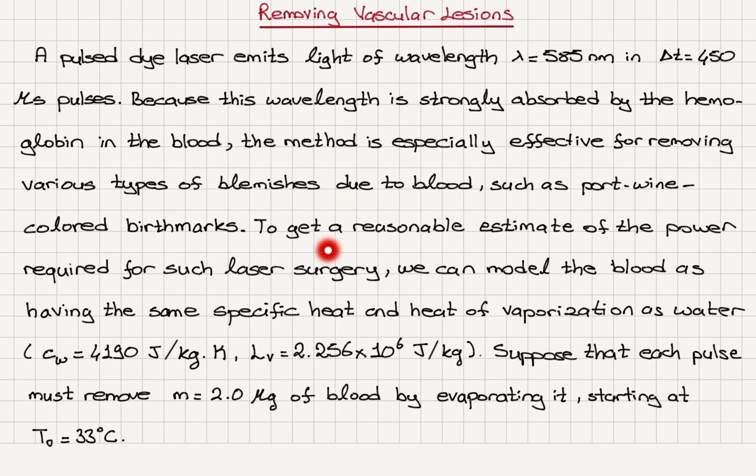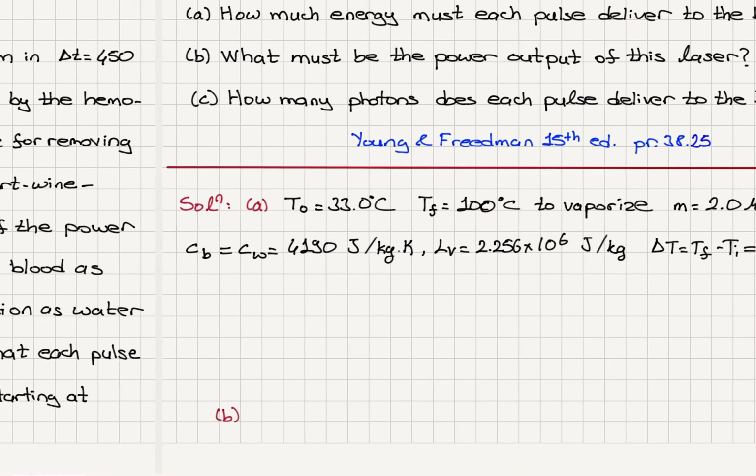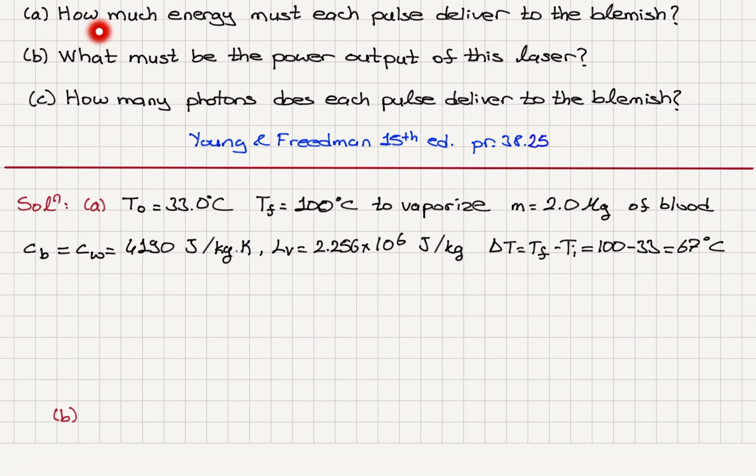To get a reasonable estimate of the power required for such laser surgery, we can model the blood as having the same specific heat and heat of vaporization as water. Suppose that each pulse must remove m equals 2 micrograms of blood by evaporating it, starting it at initial temperature T0, 33 degrees Celsius. Part A, how much energy must each pulse deliver to the blemish?